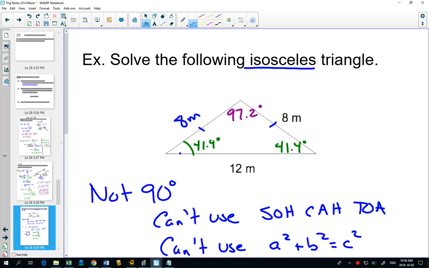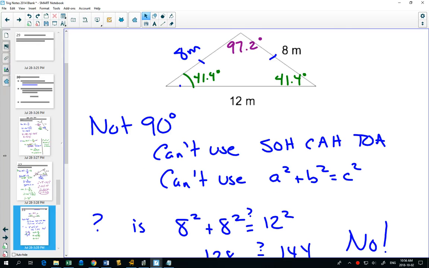Perfect. So initially, we looked at this and said we cannot solve it. And the only way we were able to solve it was by being creative and making a right angle triangle. Because if it's not 90 degrees, you can't use SOHCAHTOA, and you can't use a squared plus b squared equals c squared.